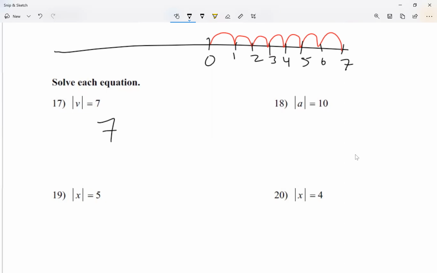But what if I went to the left of 0? What if my number actually went to the left? So let me do 1, 2, 3, 4, 5, 6, 7. And those values basically represent -1, -2, -3, -4, -5, -6, -7. So this could also be -7, right? Absolute value of V is 7, basically means I'm 7 spaces away from 0.